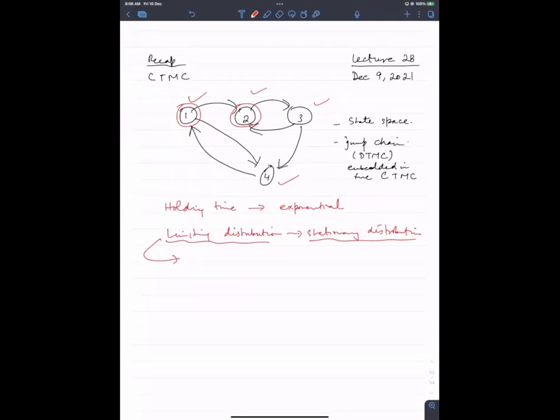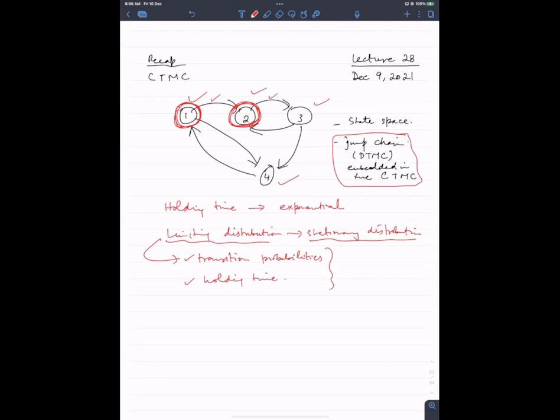The probabilities in the limiting distribution or stationary distribution depend on transition probabilities, but also on the holding time. So for example, if the average holding time in state one is smaller and the average holding time in state two is longer, then it is more likely that I would see the Markov chain in state two. If the holding time for all the states is exactly the same, then the stationary distribution of the jump chain, or the underlying discrete time Markov chain, which tells you with what probability you move from state one to state two, state two to state three, would be the same as the limiting distribution for the continuous time Markov chain.